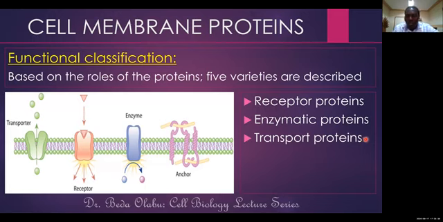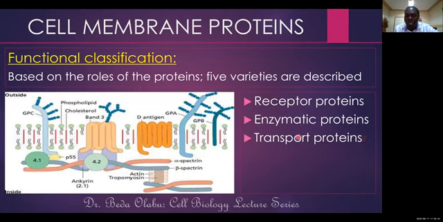The fourth category, or fifth category if we consider that the transport proteins are of two types, is the next category of functions of cell membrane proteins: those we consider as being structural proteins. Structural proteins contribute to the structural integrity of the cell membrane. So we call them structural proteins, like these ones.